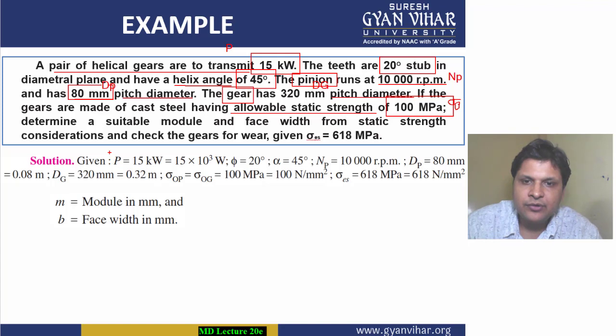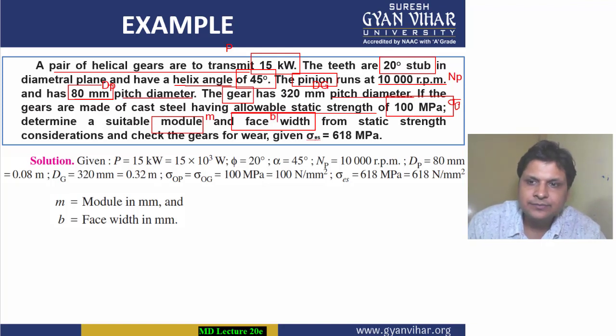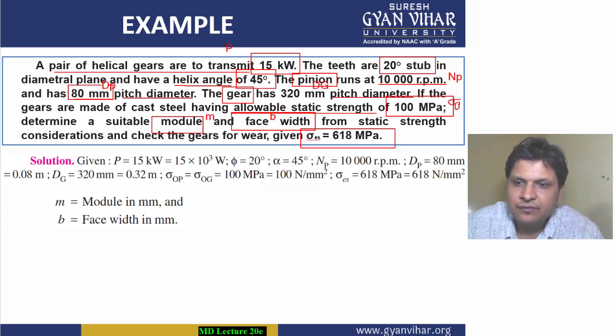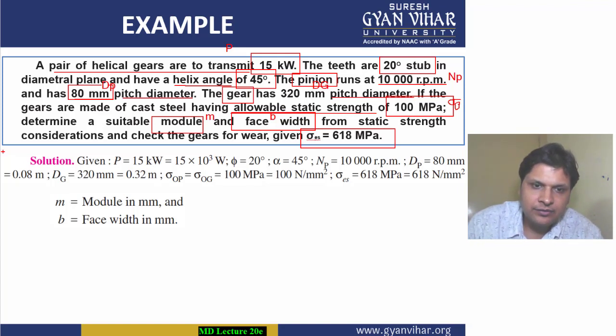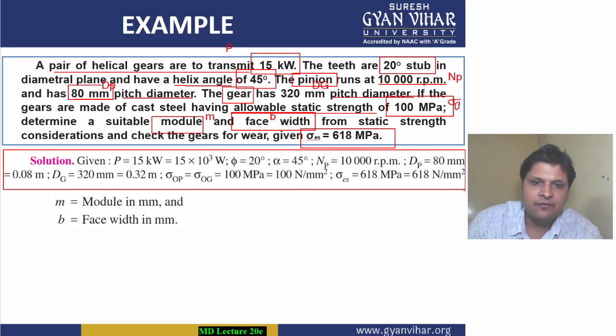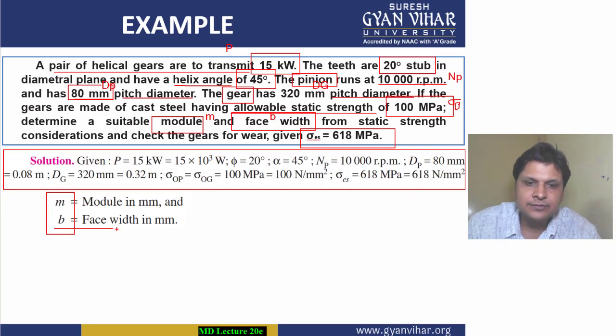Now we have to determine a suitable module and face width for static gear strength. We have to calculate the module as well as the face width. Module we all know is denoted by small m, and face width is your b, small b. So both we will calculate, and we have been provided with one more data, and that is the endurance stress, that is 618 megapascal. So all the given values in the question we have listed. We will use subscript m for module and b for face width.